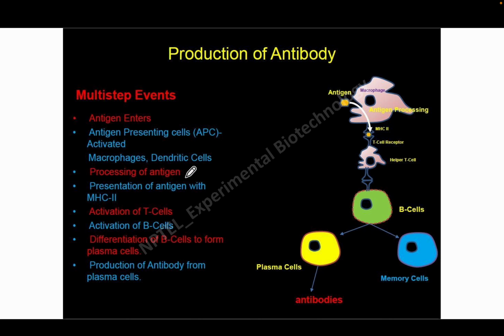Then processing of antigen happens, which is part of antigen presentation. What happens? Presentation of antigen with MHC2. With the help of MHC2 it presents, and then the MHC2 and presented antigen react with the T cell receptor, so that activation of T cell happens, followed by activation of B cell. B cells are of two types, plasma cells and memory cells. Plasma cells basically produce antibody, and memory cells recognize the antigen and are stored for future infections.